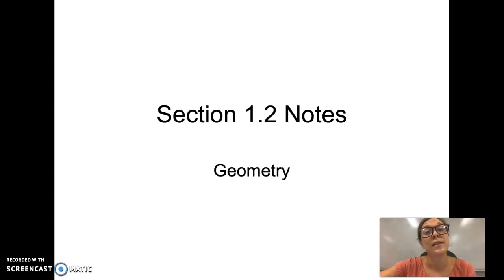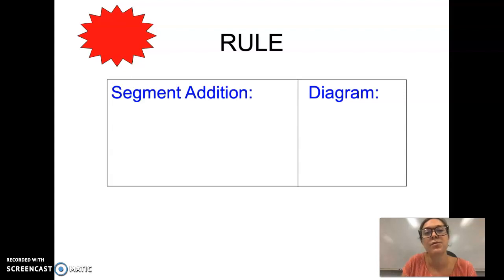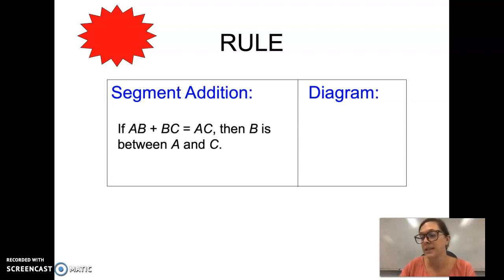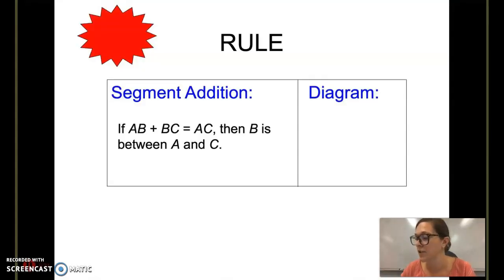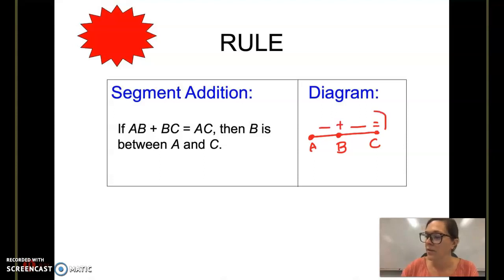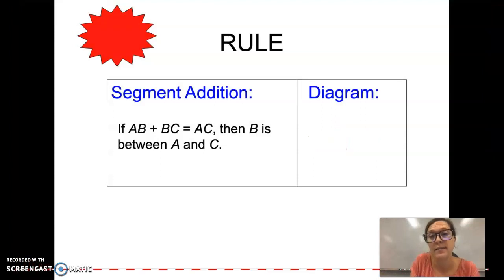Everyone, welcome to your section 1.2 notes part 2, which gets us into the algebraic problems in your segment addition. So just a quick refresher, remember what our segment addition rule says is that if AB plus BC is equal to AC, then B is between A and C. So if you have a line segment A to C, and B is somewhere in between, then this side plus this side would equal the whole, right? Okay, so that's our segment addition, which is what you were doing last class with much simpler problems.